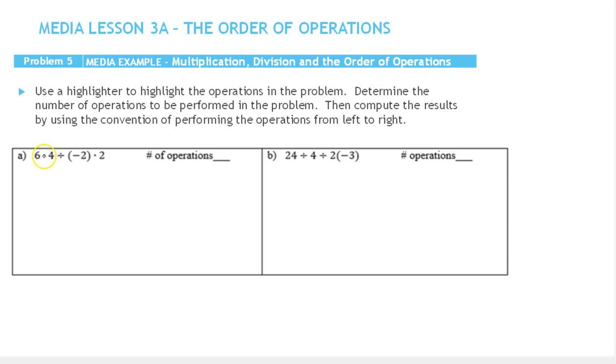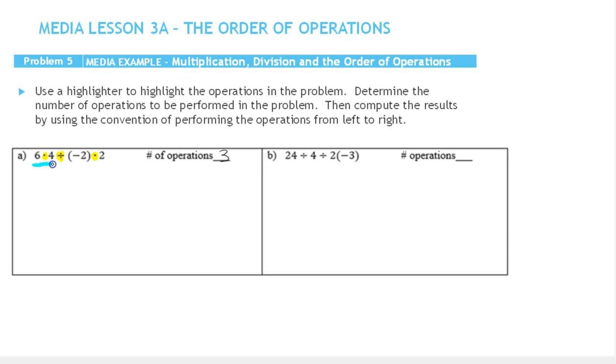So here we have 6 times 4, so there's multiplication, divided by -2 times 2. So we have 1, 2, 3 operations to perform. And remember, since these are all multiplication and division, we do them from left to right. So let's get a highlighter ready.